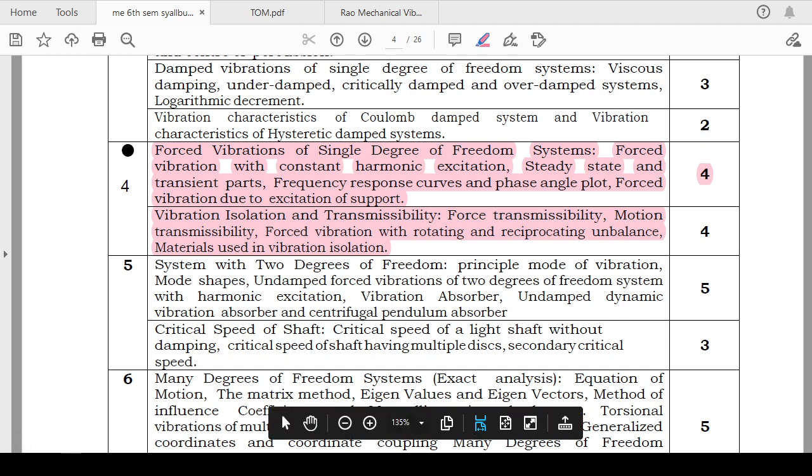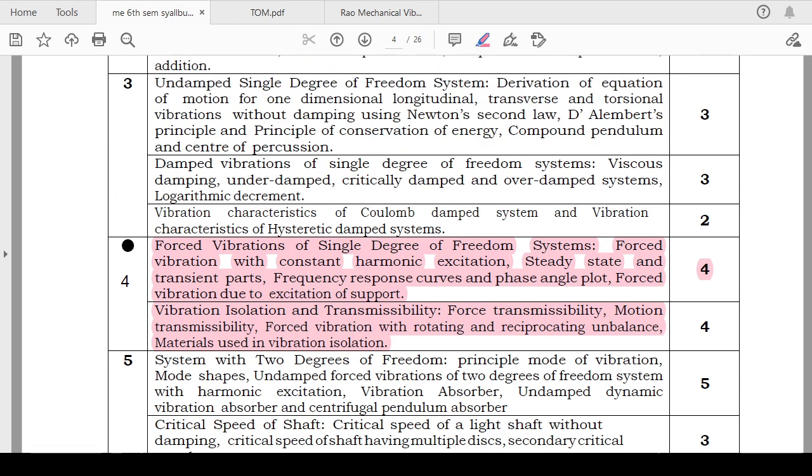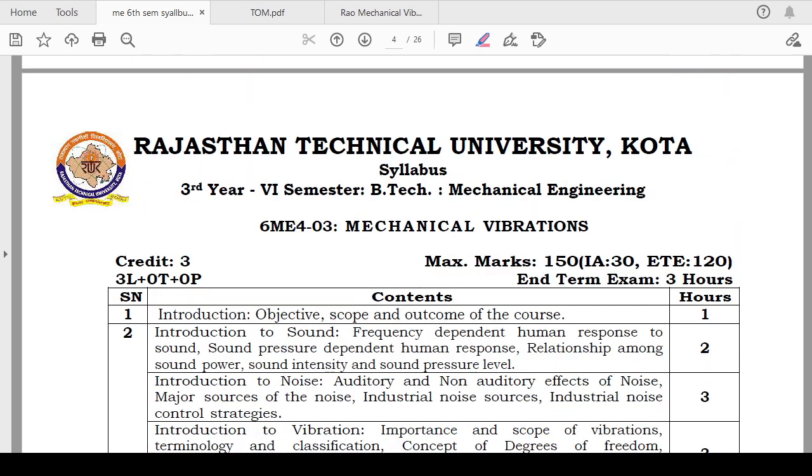Hello friends and my dear students, in the previous session we discussed the basics of forced vibration, which is in Unit 4 of your Mechanical Vibration curriculum of 3rd year, 5th/6th semester, BTech Mechanical Engineering of Rajasthan Technical University.